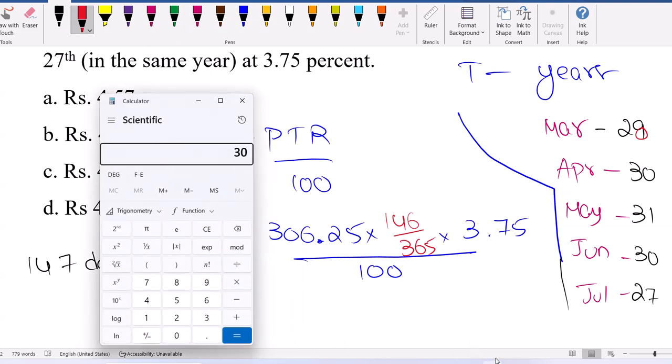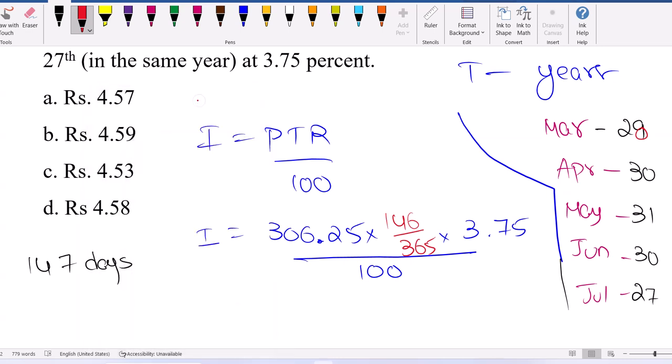So then 306.25 into 146 into 3.75, divided by 365, is what? Okay, yeah, 4.59. 4.59, option B is correct.